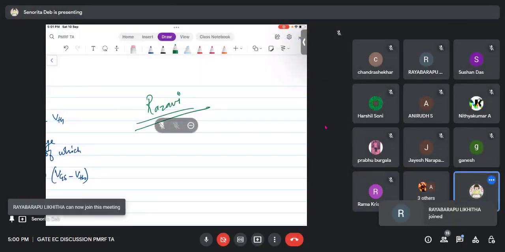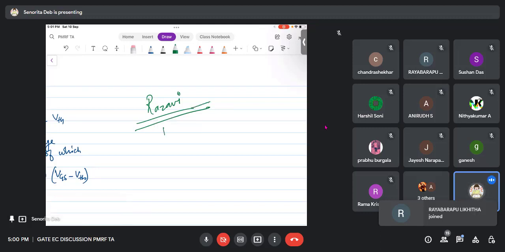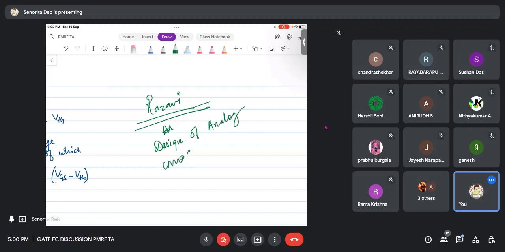Razavi's microelectronics. Let me see what is the book. Oh, Design of Analog CMOS Integrated Circuits. This book you can refer to. Okay, so not too much is needed. So let me go to the question.